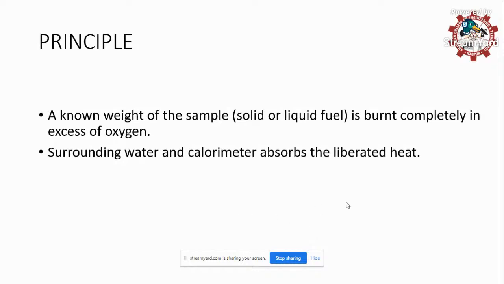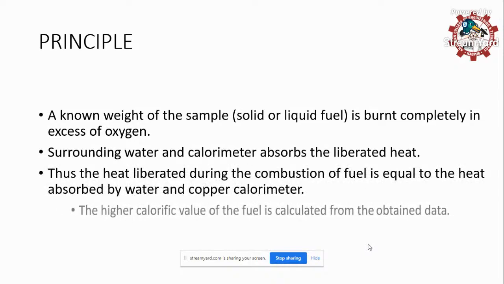A known weight of the sample, be it a solid or a liquid, is burnt in excess of oxygen. Day before yesterday, I told you what combustion is. For combustion, you require oxygen. So a known weight of sample is burnt in excess of oxygen, and then heat is produced. The heat produced is absorbed by the water which surrounds the calorimeter.